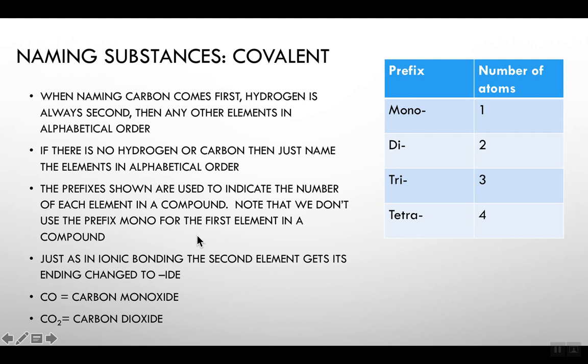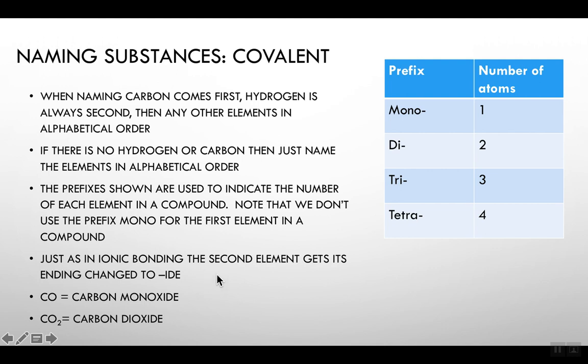For covalent substances, it can vary how many of each element you've got. So we need to use prefixes like these ones here to tell us how many of the atoms of that type there are in this compound. So if we say mono, that means we've got one of that one. If we say di, then we've got two. Tri for 3, tetra for 4.